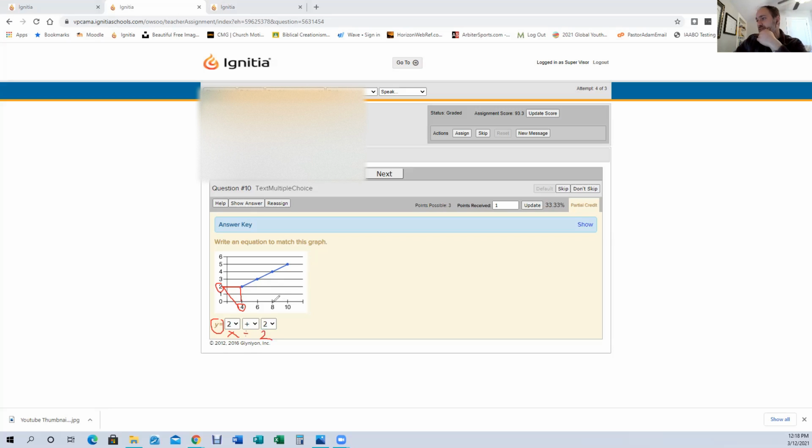Another way to look at it is look at this one, right? In order for my 8 to be equal to my 4, what do I have to do? I have to divide my 8 by 2. If I divide 8 by 2, it always equals whatever it corresponds to on Y. I hope that helps.